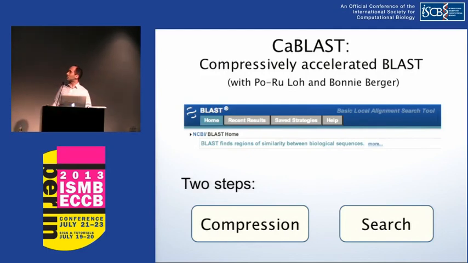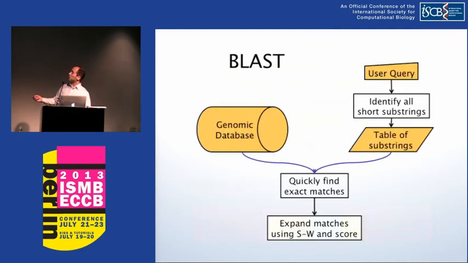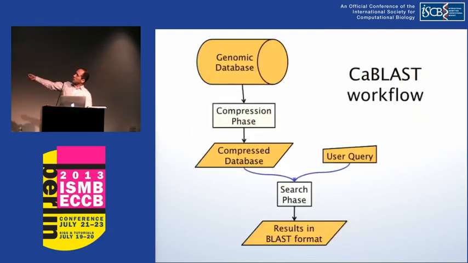So to remind those of you for whom it's been a while, this is basically how BLAST works. You take some user query, you parse it up, you find the exact matches in the genomic database, and then you expand these matches and say, okay, how good are these expansions, score them, and return. And what we do is we take this database and we do a single compression phase first. So we have some compressed database. And then on this compressed database, whenever you have a query, we run this search phase, which actually gives BLAST results right back.